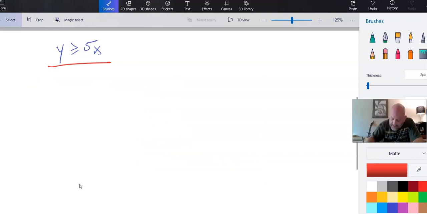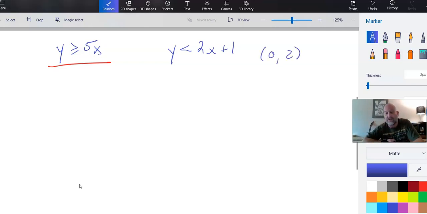We just did that one, so let me pull up another one here. Let's turn that back on, get my blue. Let's look at y is less than 2x plus 1, right? And we want to know if the point (0, 2) is a solution. Now, the point (0, 2), I totally made it up. Students always ask me, how did you get that? It's not something you get. I just picked a random point because you can do this with any point in the plane.